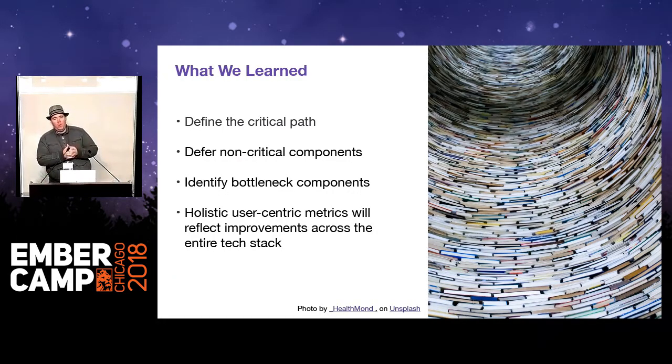But let's talk about what we actually learned from this process. The first thing is that it's important to define the critical path. If you want to start thinking about interactivity, you are thinking about what are the specific pieces of the page that the user cares about, which means that there are some parts that they don't care about. So once you've defined the critical path, it opens up some strategies, like maybe we could defer the loading of non-critical components so that they're not interfering with getting the most important parts of the page loaded.